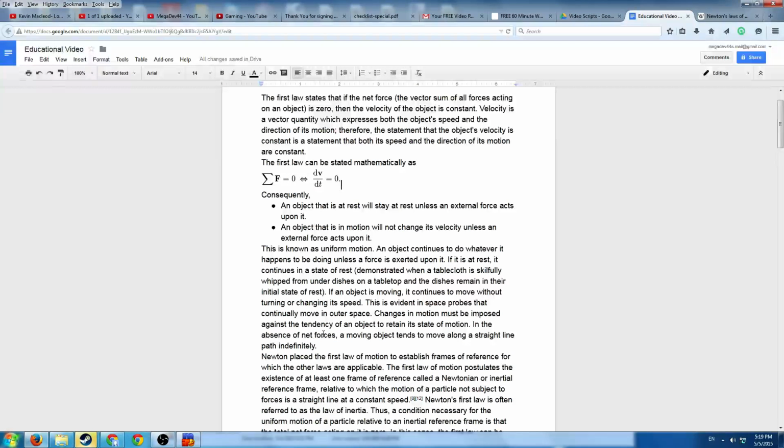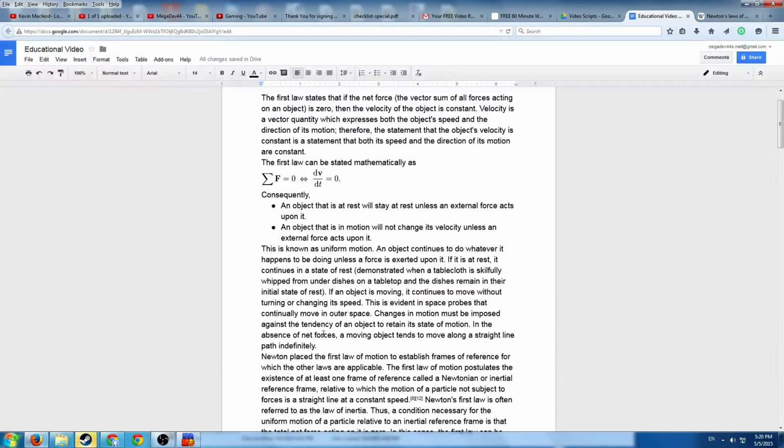An object continues to do whatever it happens to be doing unless a force is exerted upon it. If at rest, it continues in a state of rest, demonstrated when a tablecloth is skillfully whipped from under dishes on a tabletop, and the dishes remain in their initial state of rest. If an object is moving, it continues to move without turning or changing its speed. This is evident in space probes that continually move in outer space.